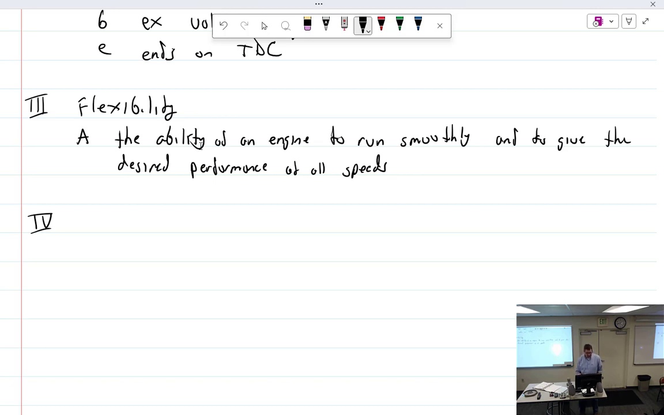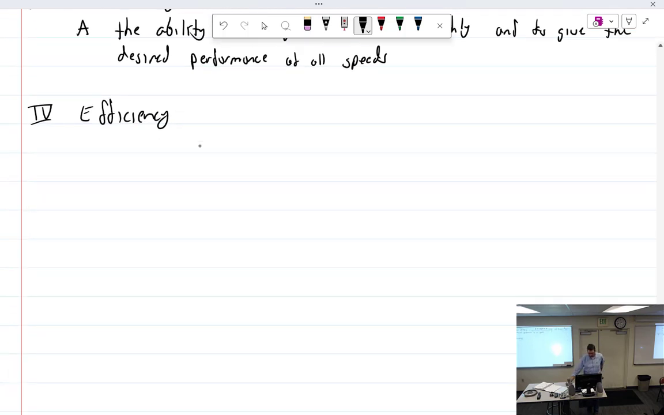All right, efficiency. Just how efficient are engines in general? This goes for aircraft as well as automotive. We can talk about thermal efficiency. I would say they're rather efficient at wasting energy, if you want to be true.